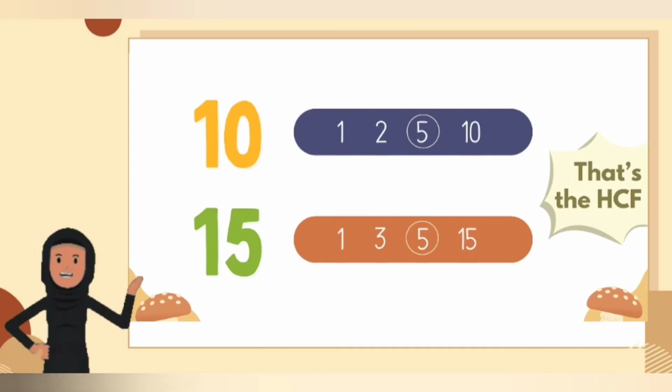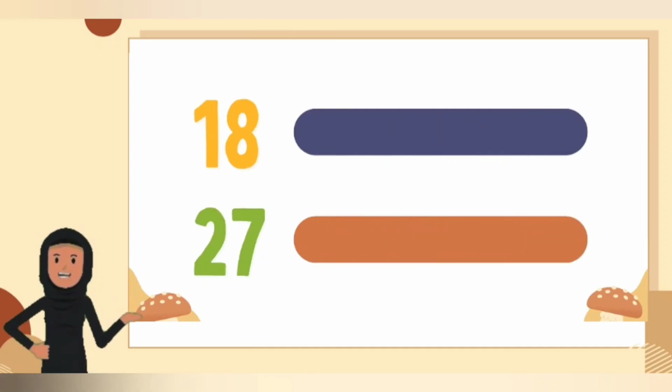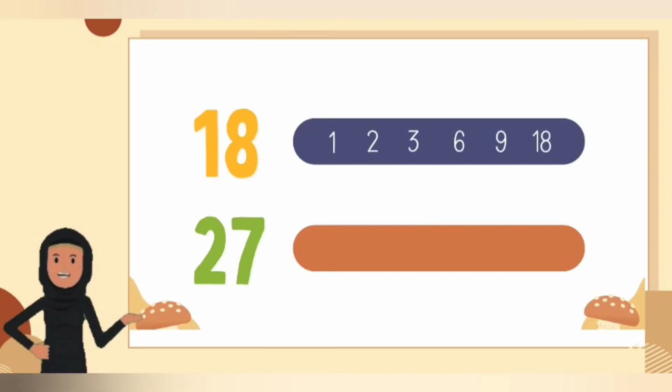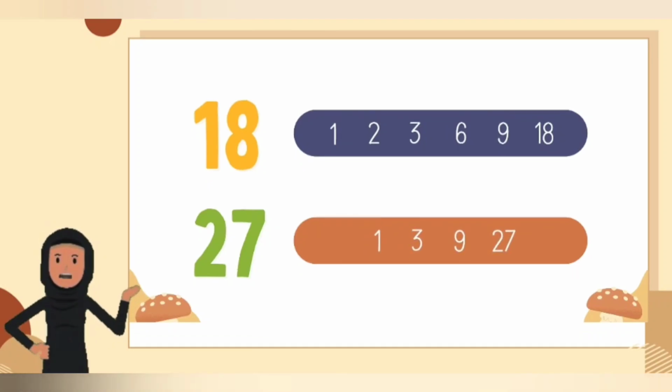Now let's take 18 and 27. Here is the list of factors of 18. There are 1, 2, 3, 6, 9, and 18. And also for 27, there are 1, 3, 9, and 27. From both lists, we can conclude that the highest common factor of 18 and 27 is 9. But again, as numbers get larger, it may become tedious to identify and list every single factor of a number.